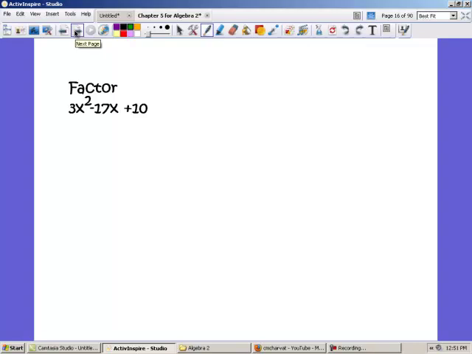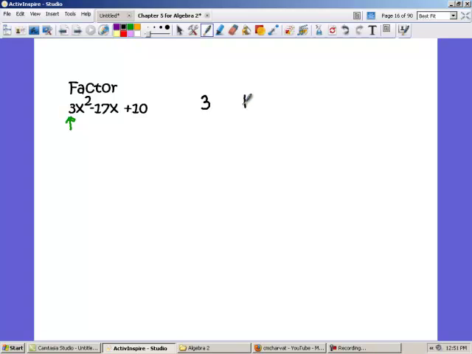Now, when you have a quadratic function where your a is no longer a 1 and it's a number, this can be a little tougher. So here's a shortcut that I've been able to use, and it's worked pretty well in the past. What you're going to do is, yes, you're going to take the factors of your c, which is 10, but before you do that, you're going to take the factors of 3, or your a. So the factors of 3 really is just 3 and 1.